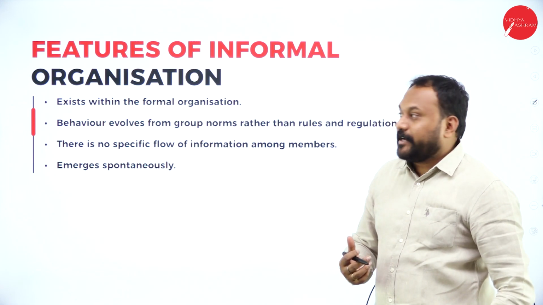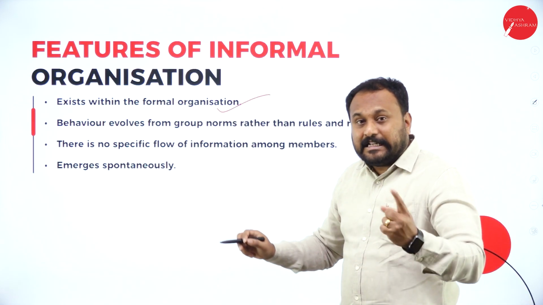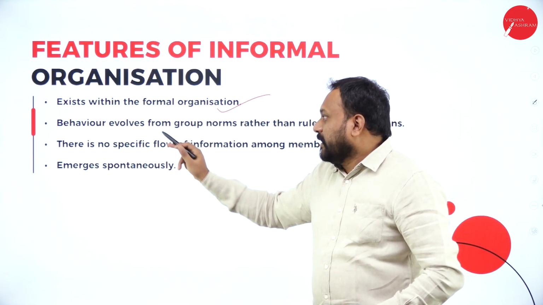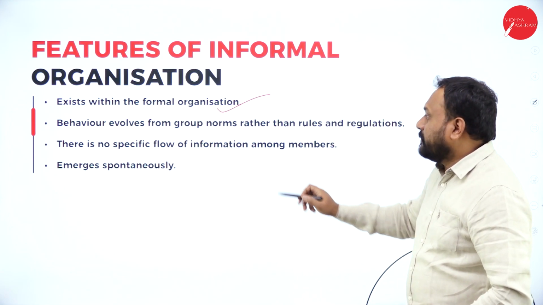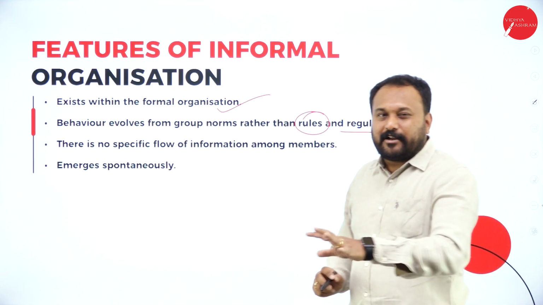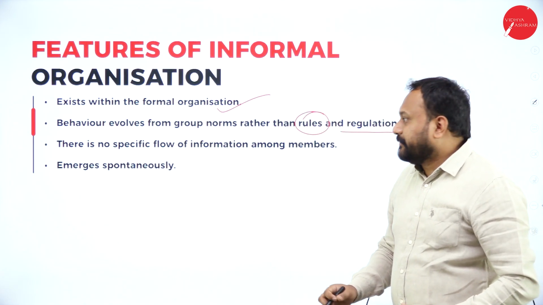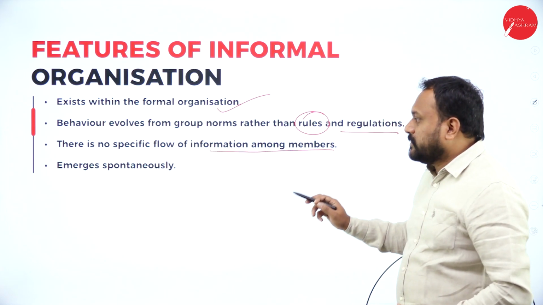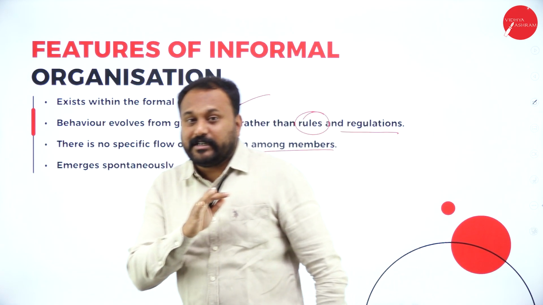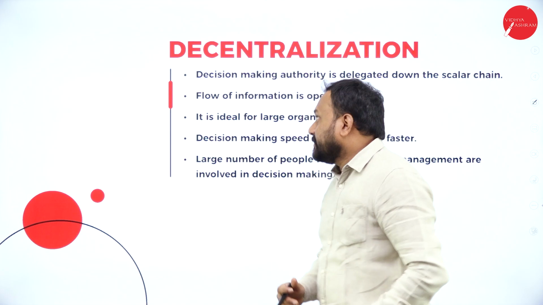Features of informal organization. The first is that it exists within the formal organization. In the formal organization, informal organization happens. Behavior evolves from group norms rather than rules and regulations. No rules and regulations, it is the group bonding which happens. There is no specific flow of information among members. It emerges spontaneously. Whenever it emerges spontaneously without any hierarchy, that is called informal organization.